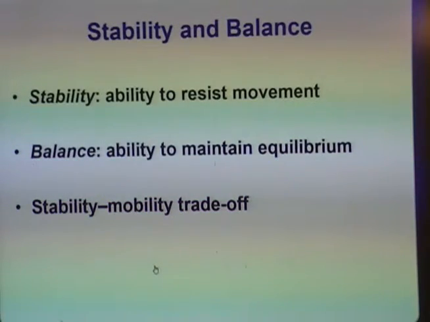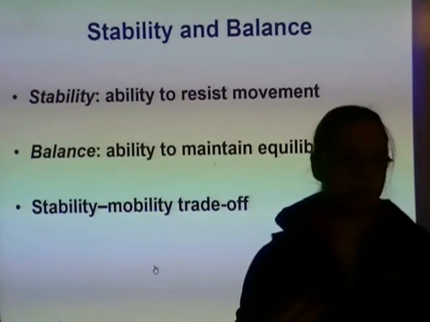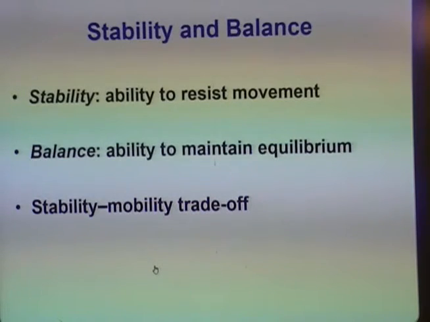Right? So stability, when we're looking at terminology, we've got to understand the difference between stability and balance. Stability is how well can I resist movement or disruption to my movement, right? So how well am I able to resist the disruption? So if I'm on a wobble board, right, how well am I able to resist the disruption to the movement? Balance means how well can I maintain equilibrium? And so what we get is a stability-mobility trade-off.